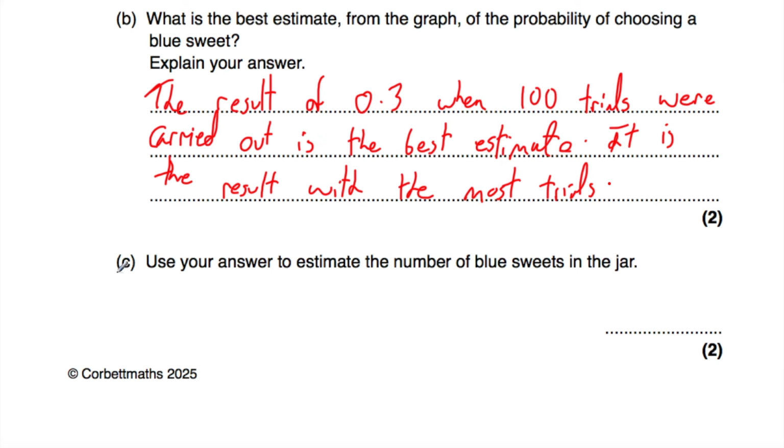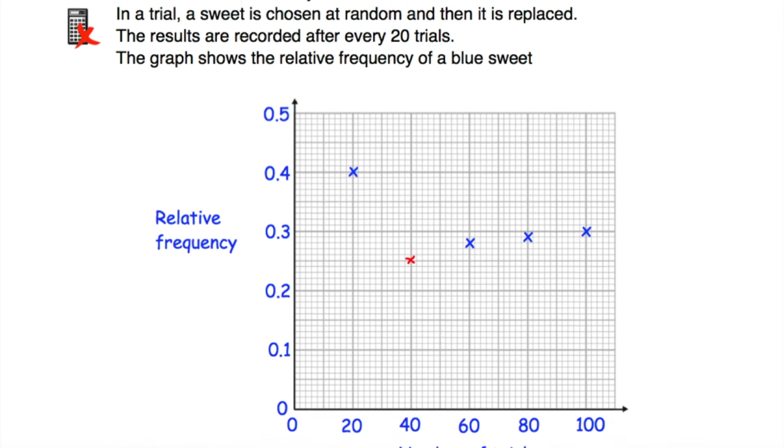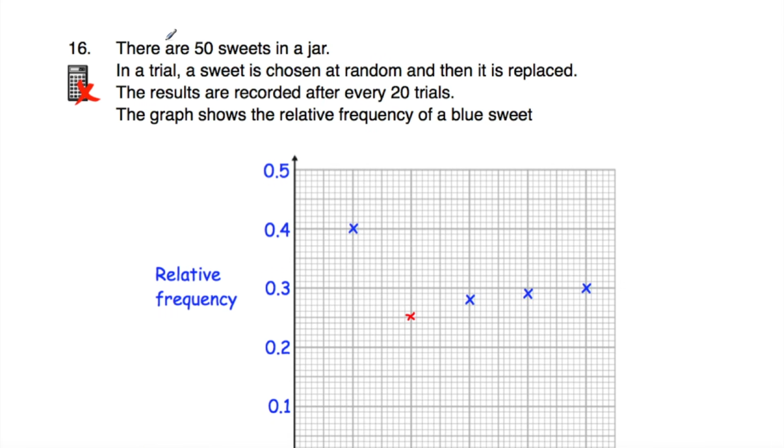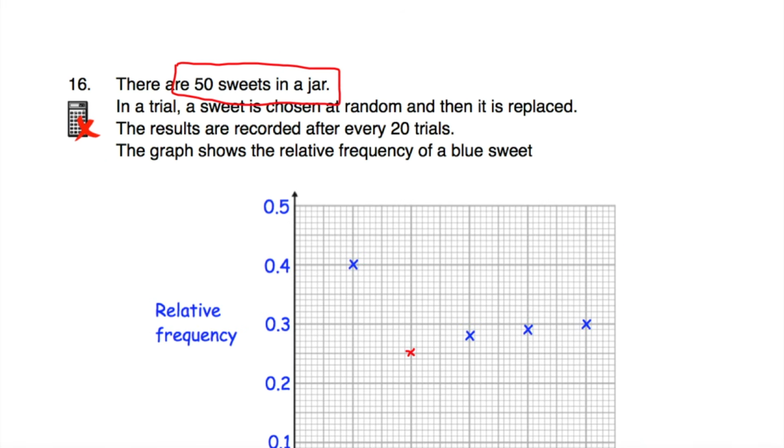And then if we have a look at part C, it says use your answer to estimate the number of blue sweets in the jar. So let's go back up to our question a moment. We're told there's 50 sweets in a jar, and we've been asked to estimate the number of blue sweets in the jar. Now we have just worked out the estimate of the probability to be 0.3. We've said the probability of choosing a blue sweet is going to be 0.3 by using our estimate based on the highest number of trials.